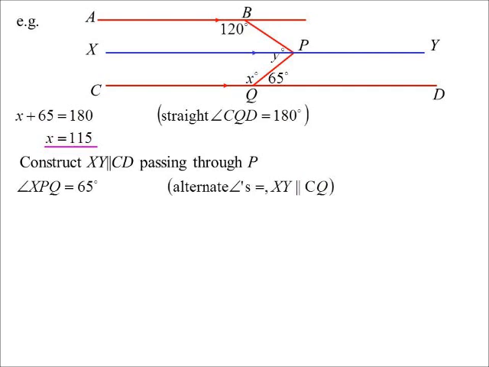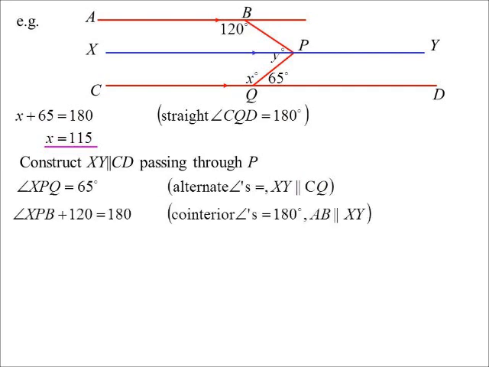So there's alternate angles. Now, I don't write parallel lines here because I have named the parallel lines. Plus, I've also got three sets of parallel lines, so I want to identify which ones I'm using. So XY is parallel to, well, I could call it CD or CQ. It doesn't really matter for this one. Now, XPB plus the 120, they're going to be 180. We've got our co-interior angles. So I know XPB is 60.